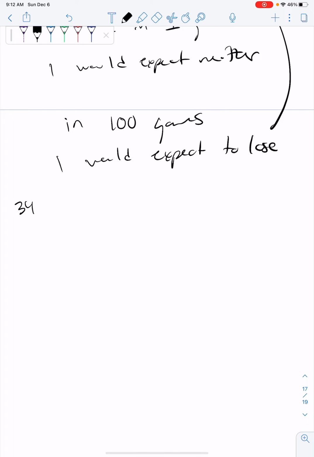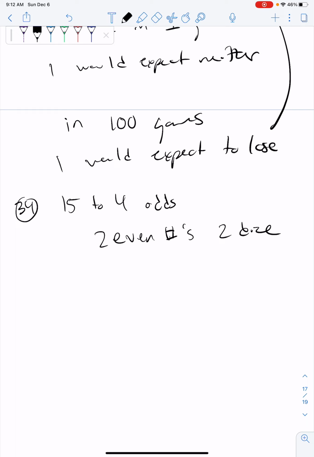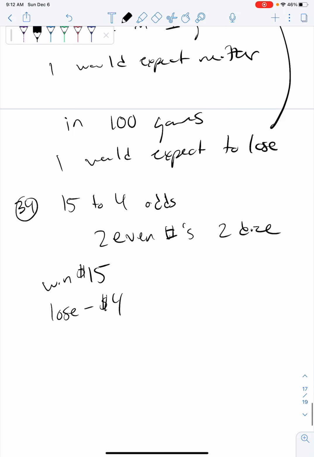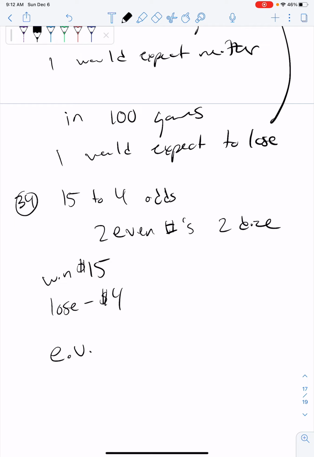Same idea. 34 says someone gives you 15 to 4 odds that you can't roll 2 even numbers. So 2 even numbers with 2 dice. All right, so if I win, I get $15. If I lose, $4. So my expected value, what are the chances of me winning?